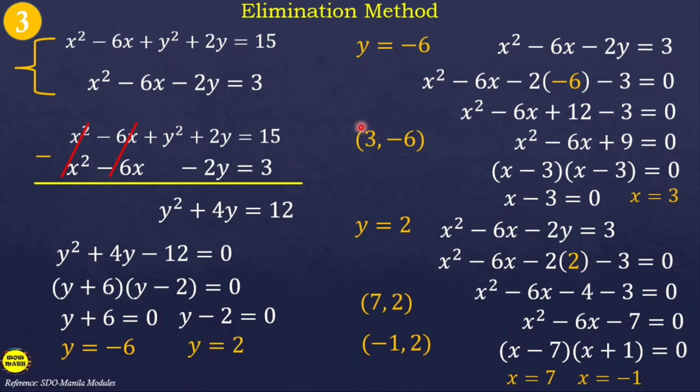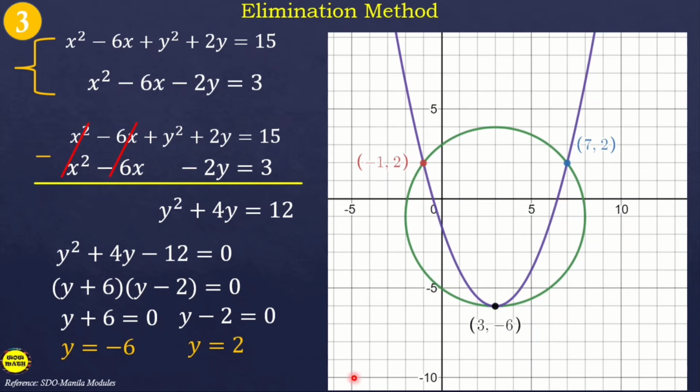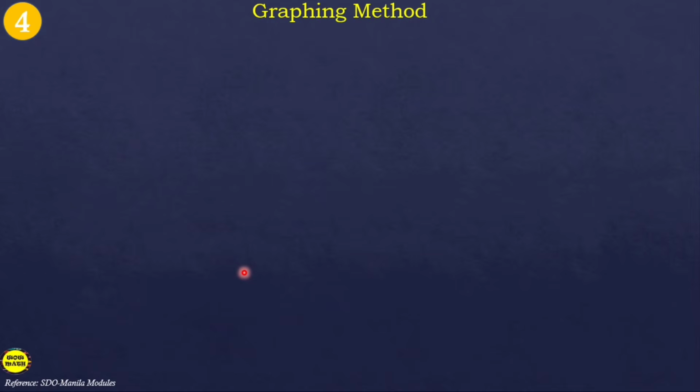So, tatlo. So, yung sa equation natin na to, sa system of nonlinear equation natin na ito, tatlo yung solution natin. So, kapag ni-graph natin siya, ganito yan. Okay? Ito yung tatlong intersection. Okay? So, meron na tayong substitution method, elimination. So, yung last, yung graphing method.